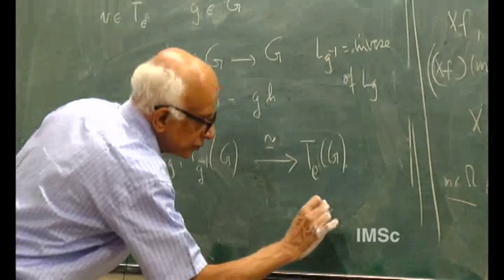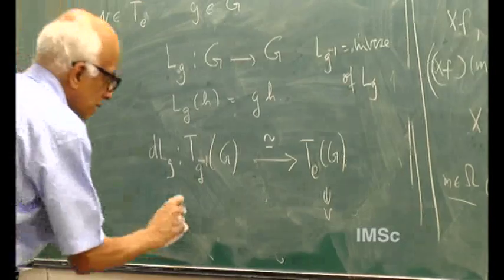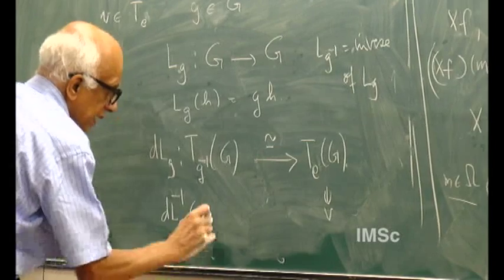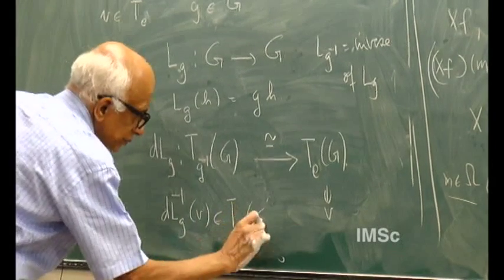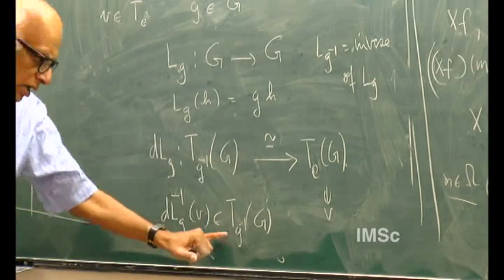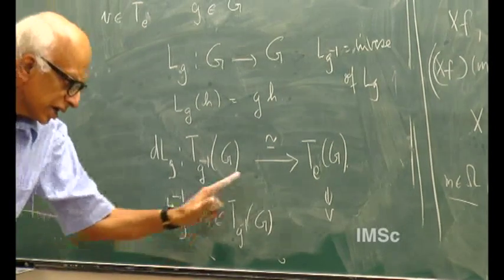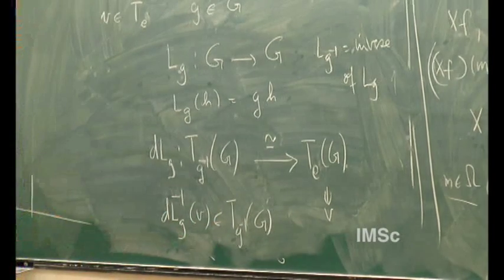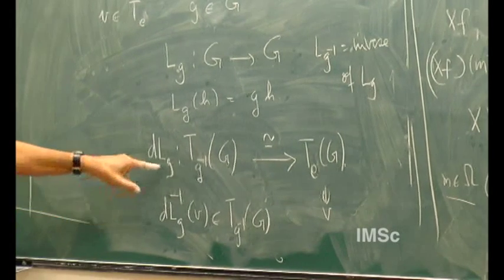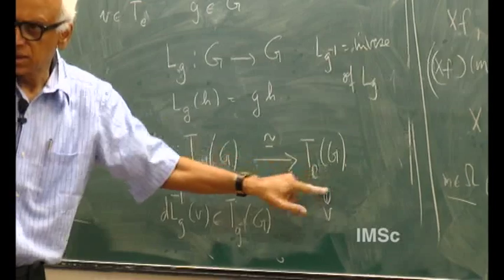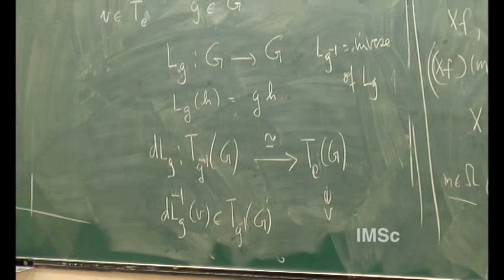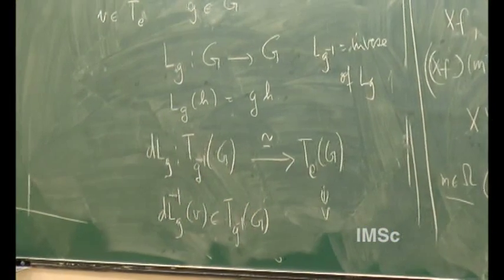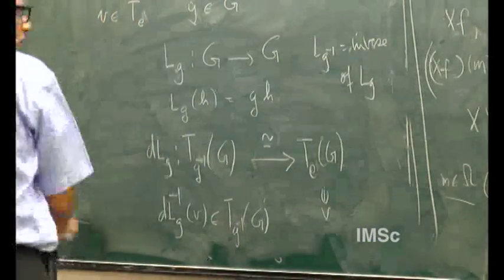So here is a vector v here. I can pull it back by this map, so dL_g inverse of v makes sense. This is an element in T at g inverse G. So for every g, I have a tangent vector at the point g inverse by this formula, by this recipe. Or I could have looked at dL_g going from T_e G to T_g G, and then the image, the two things are the same essentially. So what you find is this: to each point g in G, I am able to assign a tangent vector at that point.